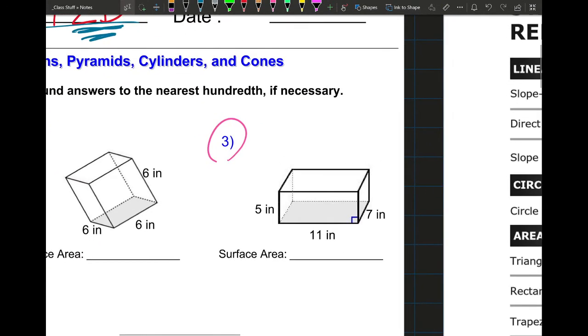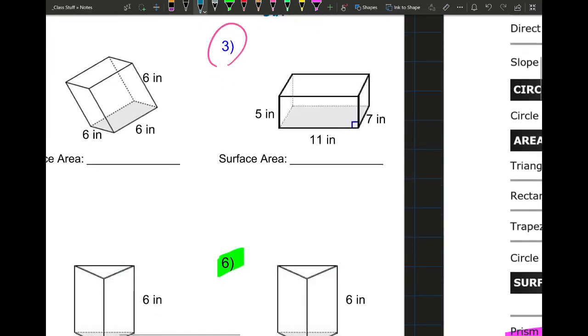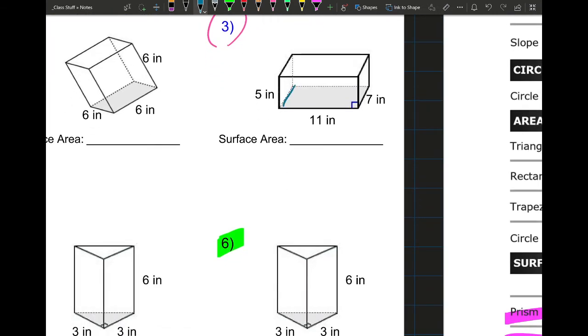Now, it gets interesting when you actually have a box. Let's look at this one. First, let's find the lateral surface area. Lateral surface area equals PH. The first thing I want you to do is draw the base on the side. The base is already grayed out, and I'm going to label it 11 and 7. They're inches, okay?